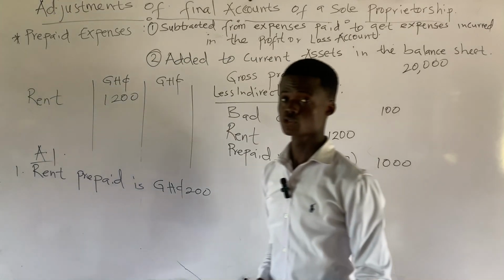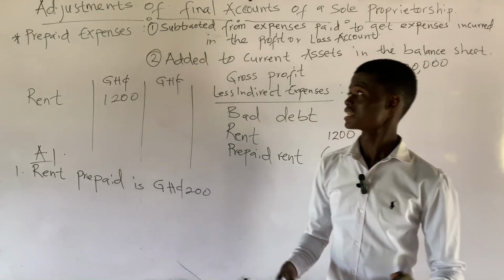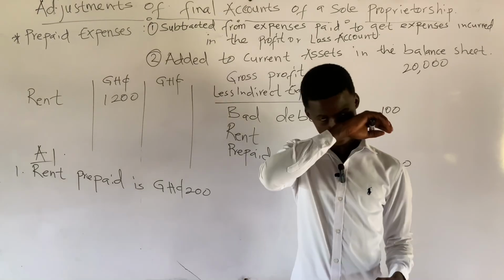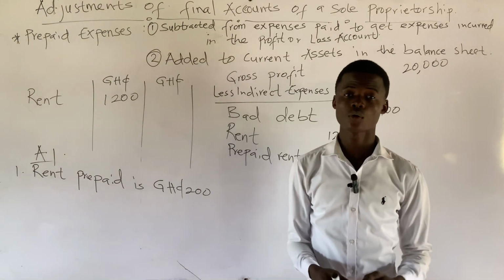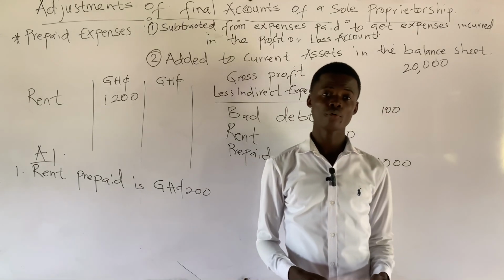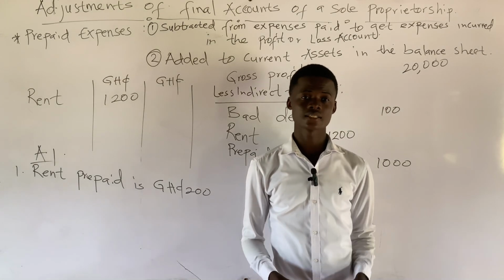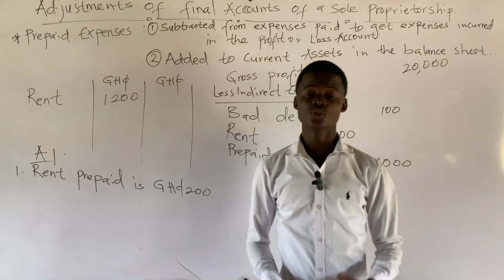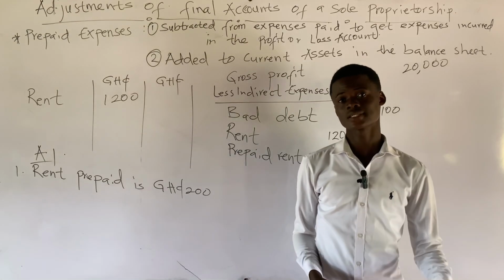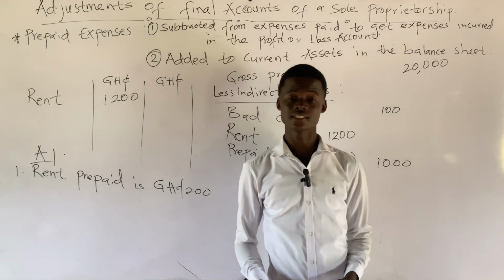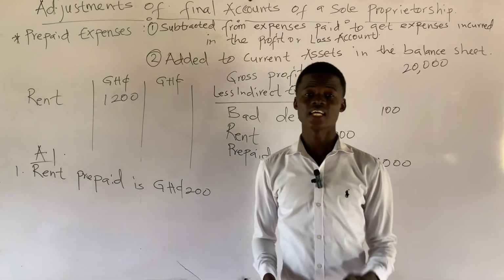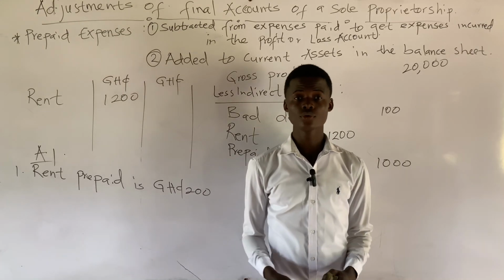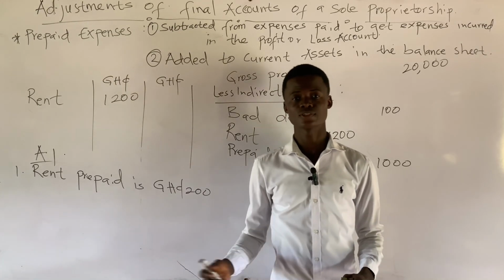So now let's move on to accrued expenses. But prepaid expenses can also be called expenses paid in advance. And accrued expenses can also be called expenses owings, expenses in arrears, expenses due, or expenses outstanding. So expenses accrued or expenses outstanding, or whatever you call it, is said to happen when the expenses incurred is more than the expenses paid. So now we know the expenses incurred and the expenses paid.